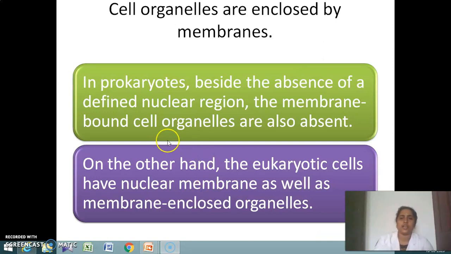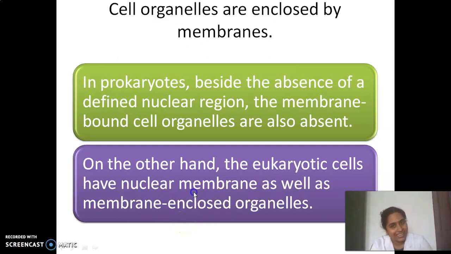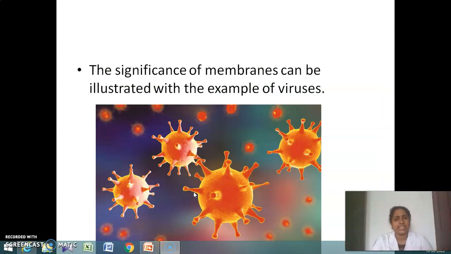Children, we discussed the difference between prokaryotes and eukaryotes in our first class, and I know you remember this point. In prokaryotes, besides the absence of a defined nuclear region, the membrane-bound cell organelles are also absent. But in the case of eukaryotes, such as unicellular organisms like amoeba and paramecium, and all plants, animals and fungi, we are eukaryotes. Eukaryotic cells have a nuclear membrane as well as a cell membrane, as well as membrane-enclosed organelles, isn't it?